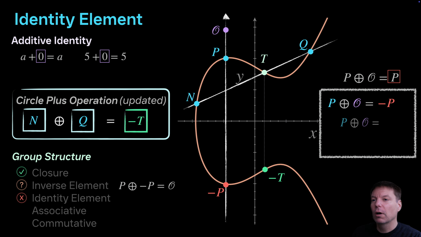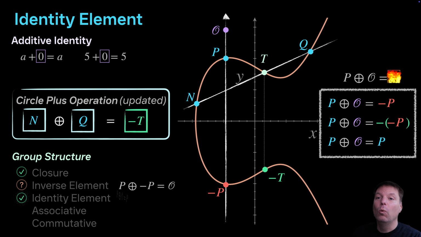And what does this do for us? Well, if we take a look at our operation now, we are going to get the same result as before, which is our intersection point, but then we're going to need to reflect it in the x-axis. So when I substitute our negative P in here and then reflect it in the x-axis, what do we get? We get P. And now we can see that our identity element works, our inverse element works, super fantastic.